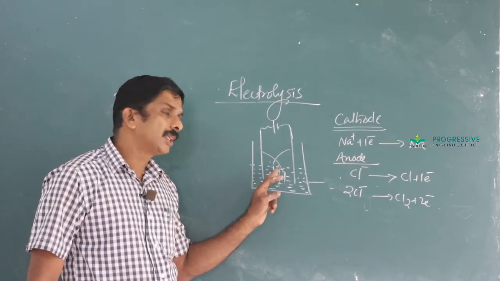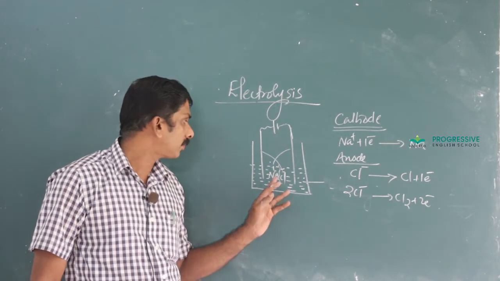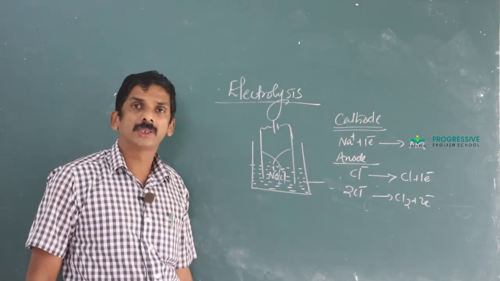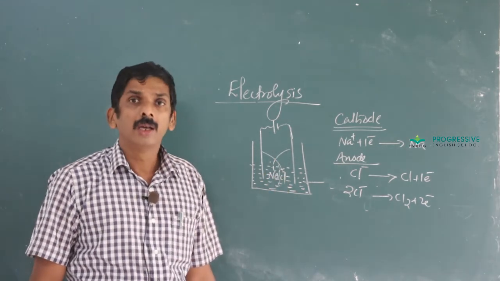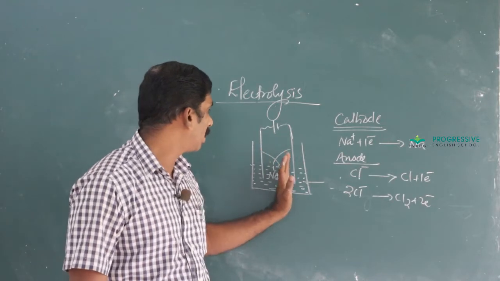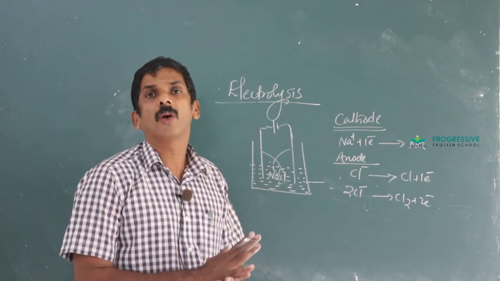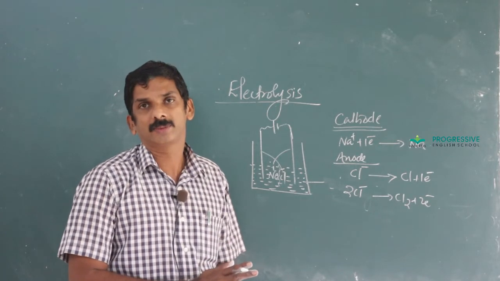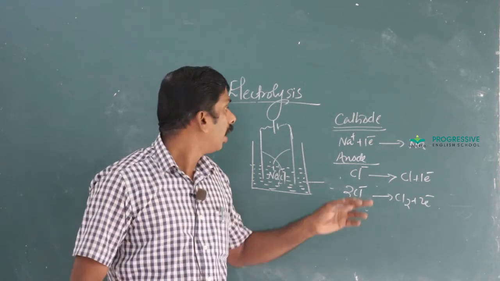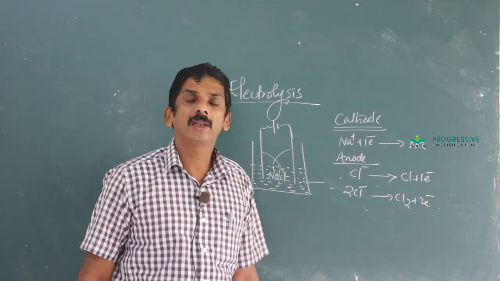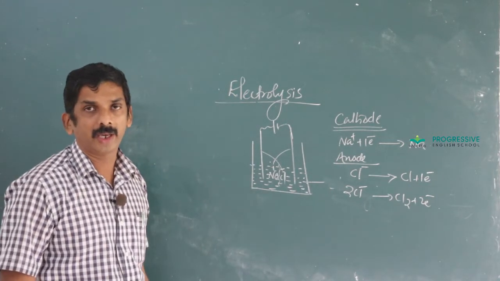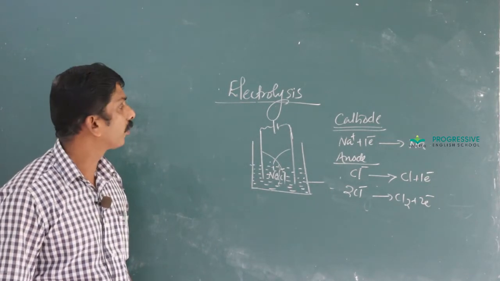That means by the passage of this electricity, the electrolyte undergoes dissociation and the oppositely charged ions are formed. These ions migrate towards electrodes of opposite charge. And at the respective electrode, they get discharged or neutralized.